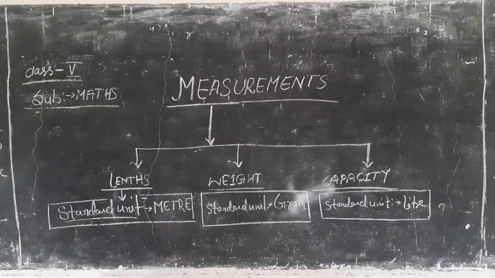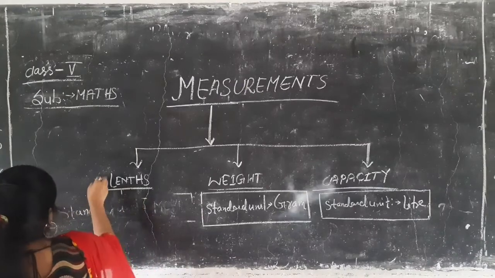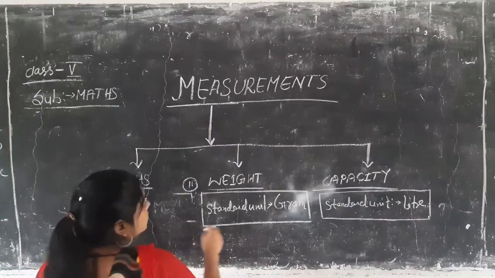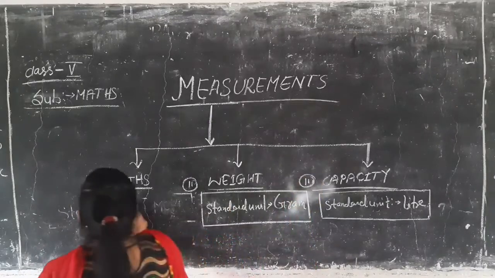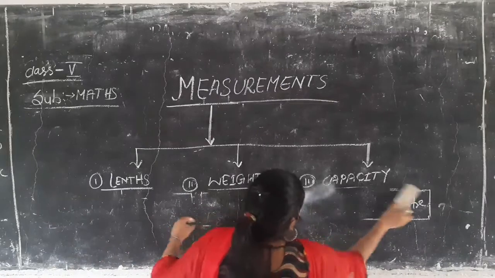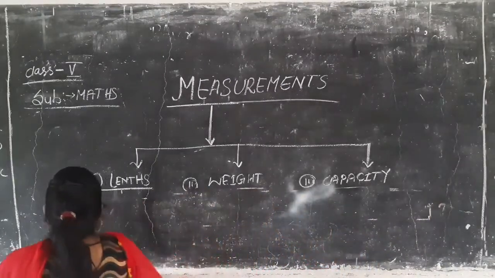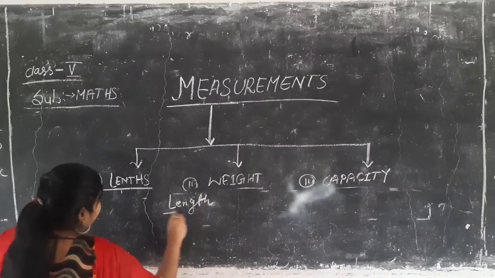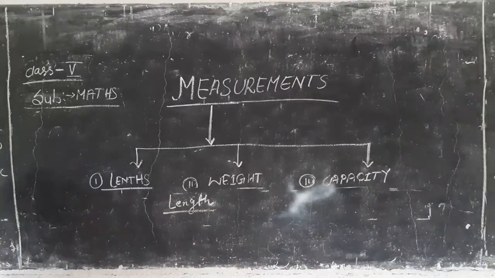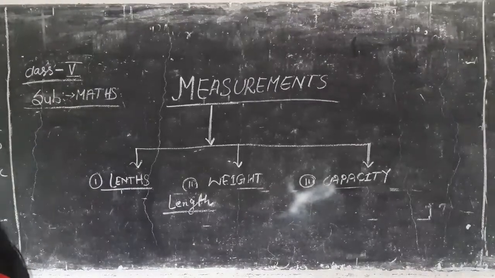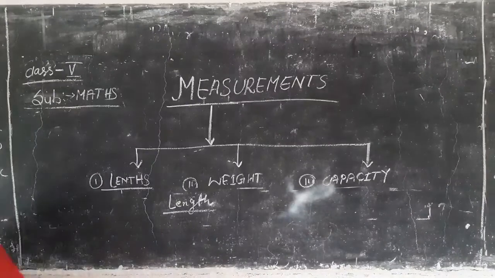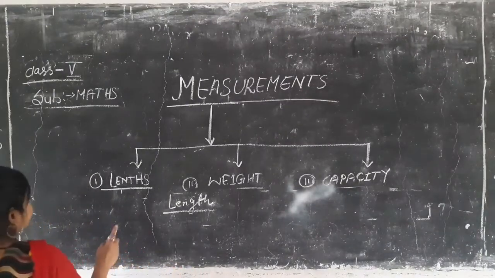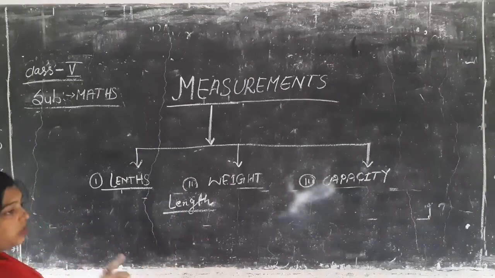First we start the topic of length, second we will go on to weight, and the third is capacity. So we will discuss the length first. So what is length? In the previous classes, we have learned that the smallest lengths are measured in centimeter or millimeter, and the greatest unit of length is kilometer.